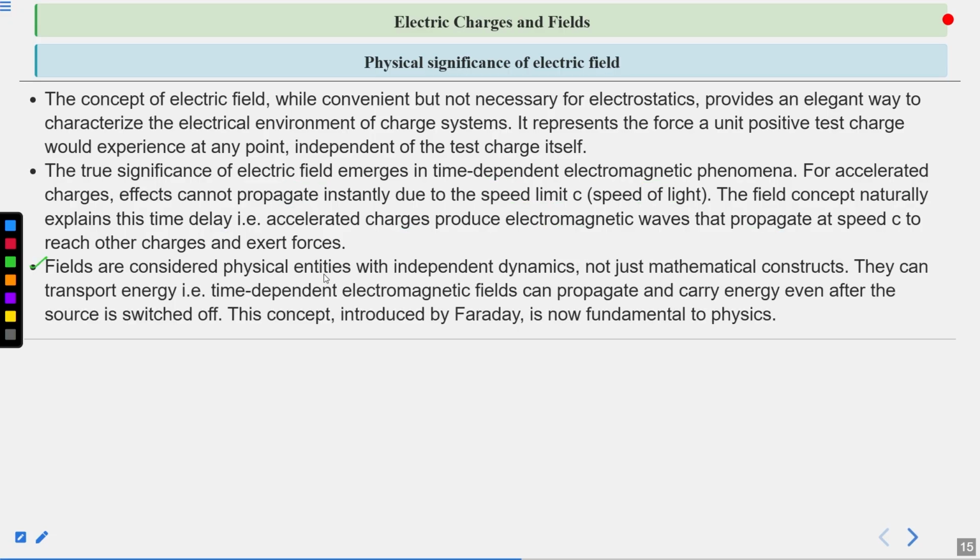Fields are considered physical entities with independent dynamics, not just mathematical constructs. They can transport energy, that is, time dependent electromagnetic fields can propagate and carry energy even after the source is switched off. This concept, introduced by Faraday, is now fundamental to physics. So these are some physical significances of the electric field.